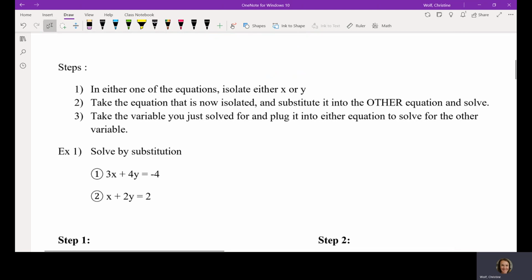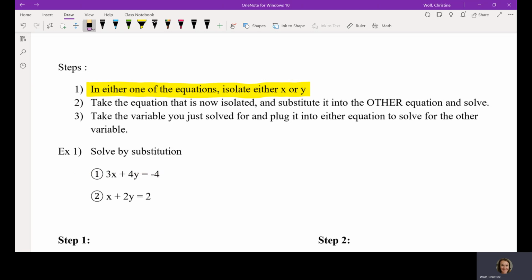So here are the steps you're going to follow every single time. Step number one, in either one of the equations, isolate either x or y. So as you can see here, you have two equations, and in each equation, you have an x and a y. So for step one, you're going to decide to isolate either x or y in either equation 1 or 2. You totally have the freedom to isolate whichever one you want, okay?